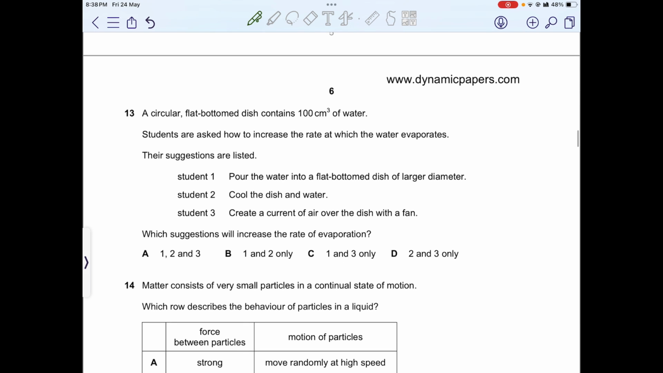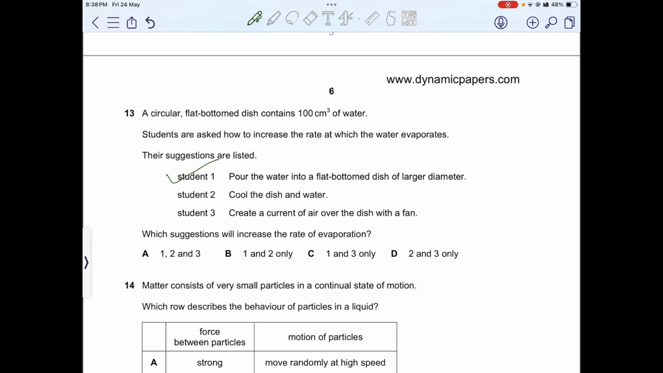A circular flat bottom dish contains 100 centimeters of water, and students are asked how you could increase the rate of evaporation. You could pour the water into a flat bottom dish of larger diameter, so that would increase it, because a larger surface area means that there's more room for particles to escape from the surface.